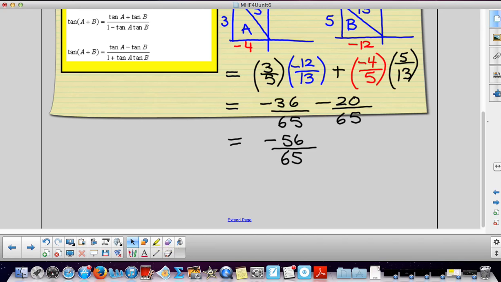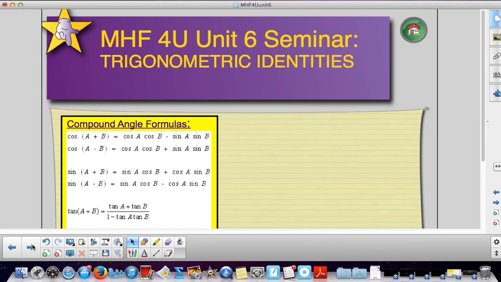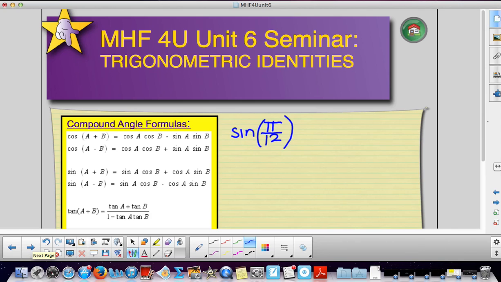Okay, so that's one particular test question where we're going to rely on your knowledge of the formula and deriving triangles to come up with the necessary ratios to put into the compound angle formula. Let's do a sine question, because last time I was exclusively focusing on cosine. So if we have sine pi over 12, use the compound formula to find the exact value of this.